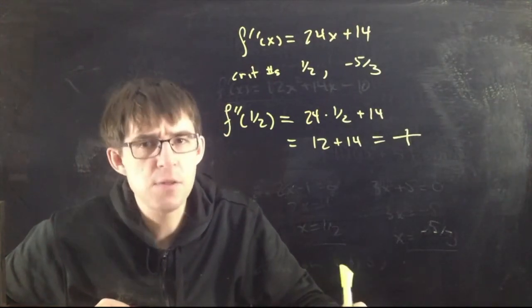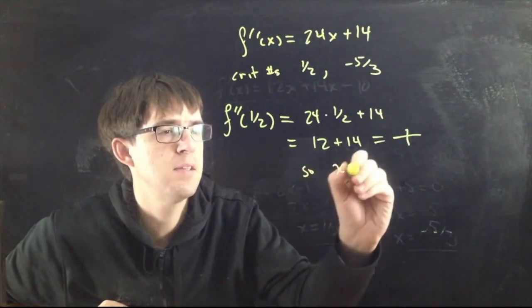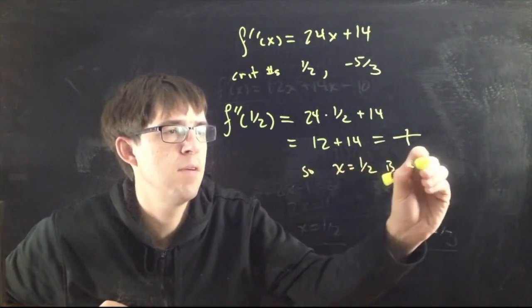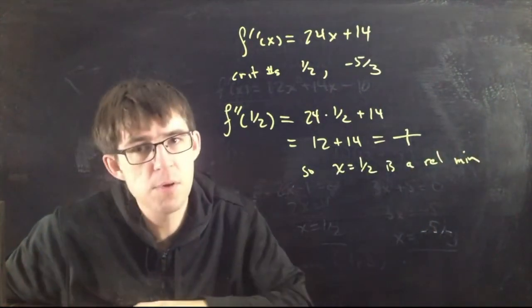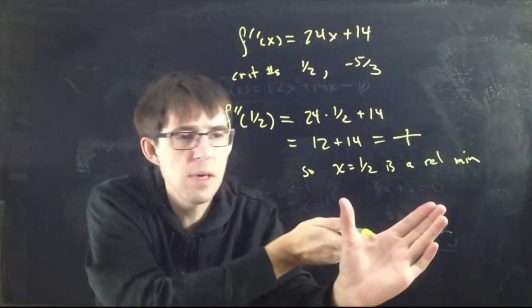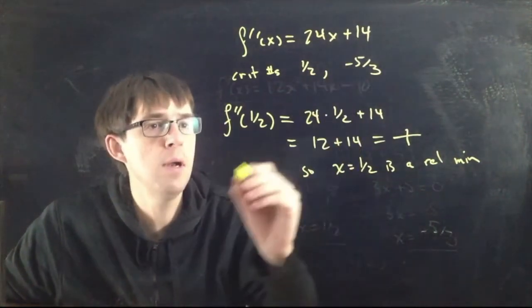And the second derivative test says if the second derivative is positive, that means x equals 1/2 is a relative min. Remember, positive means the shape goes like this, and my point is right at the bottom there, so it's a relative minimum. Okay, what about the other one?